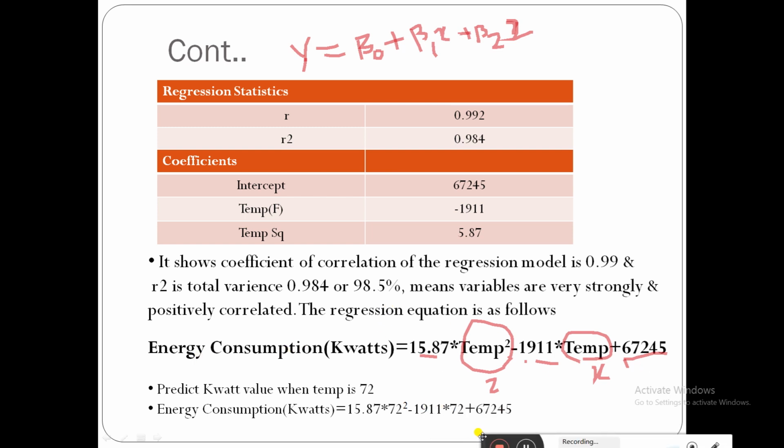Now in this equation we are going to predict the kilowatt value when the temperature is 72. That means you fit 72 for the temperature and add the temperature square here. Then we find the energy consumption when the temperature is 72. If you calculate this, you will find the answer.